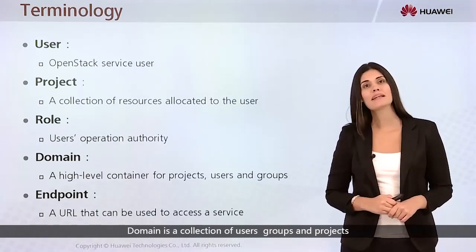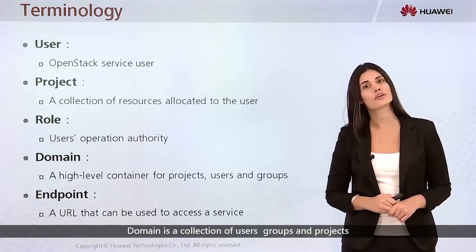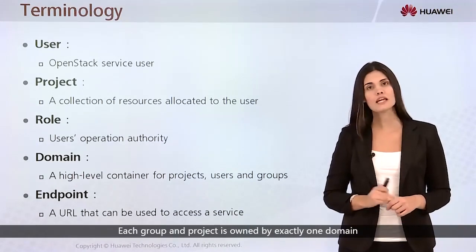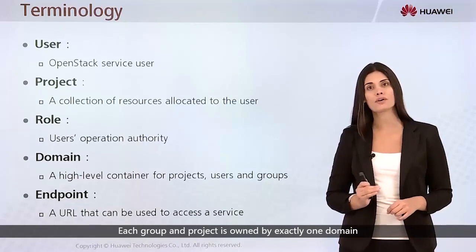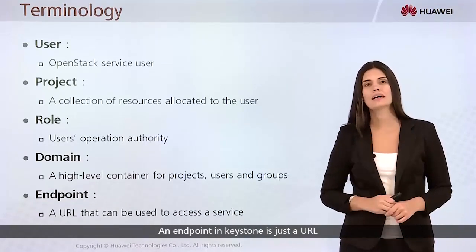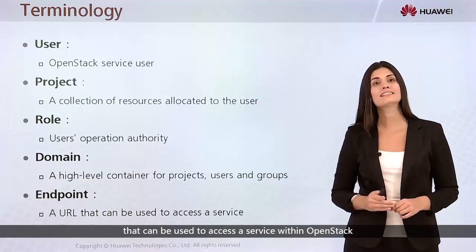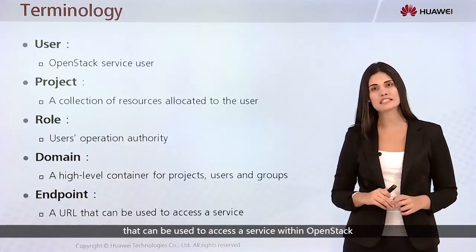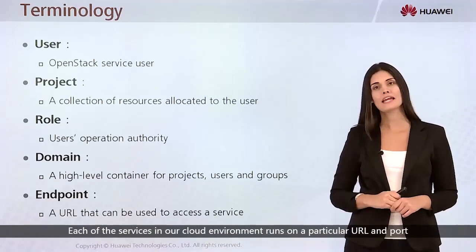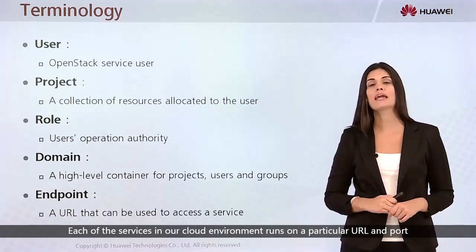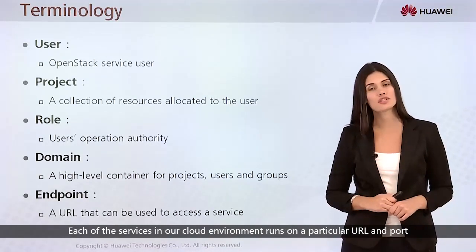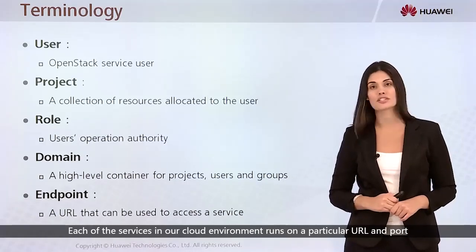Domain is a collection of users, groups, and projects. Each group and project is owned by exactly one domain. An endpoint in Keystone is just a URL that you can use to access a service within OpenStack. Each of the services in your cloud environment runs on a particular URL and port.